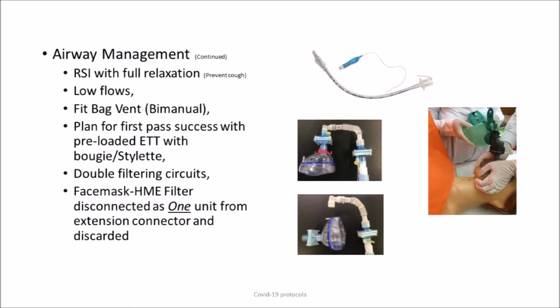To lower the risk of coughing and facilitate an easier intubation condition, perform rapid sequence induction with full relaxation. If bag mask ventilation is needed, perform it bimanually as shown in the picture, with minimal gas flow required to maintain oxygenation. Plan for first success by getting the most expert person to do the intubation on first try and preload the ETT with a stylet.